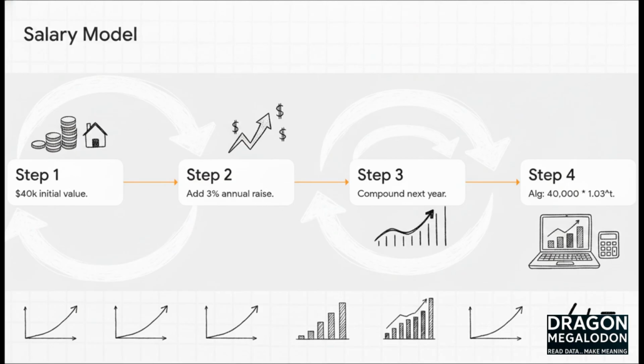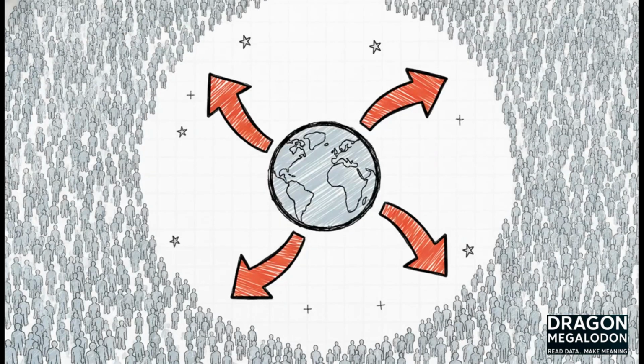Step 4. We finalize our general algorithm. The salary after t years is 40,000 times 1.03 to the power of t. Plug in 5 for t, run it, and your console outputs $46,370.96. Not too bad. We can actually deploy this exact same architecture for macro data.